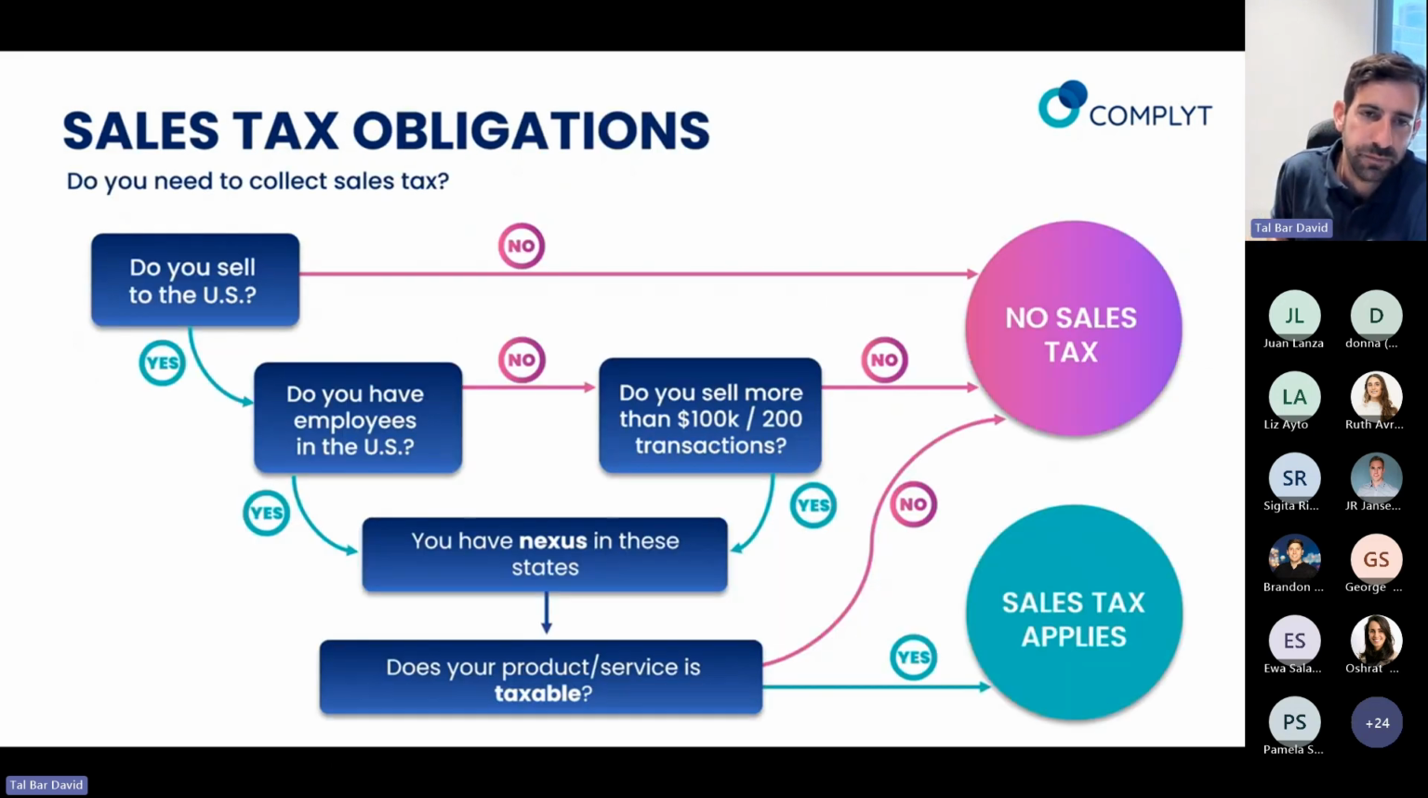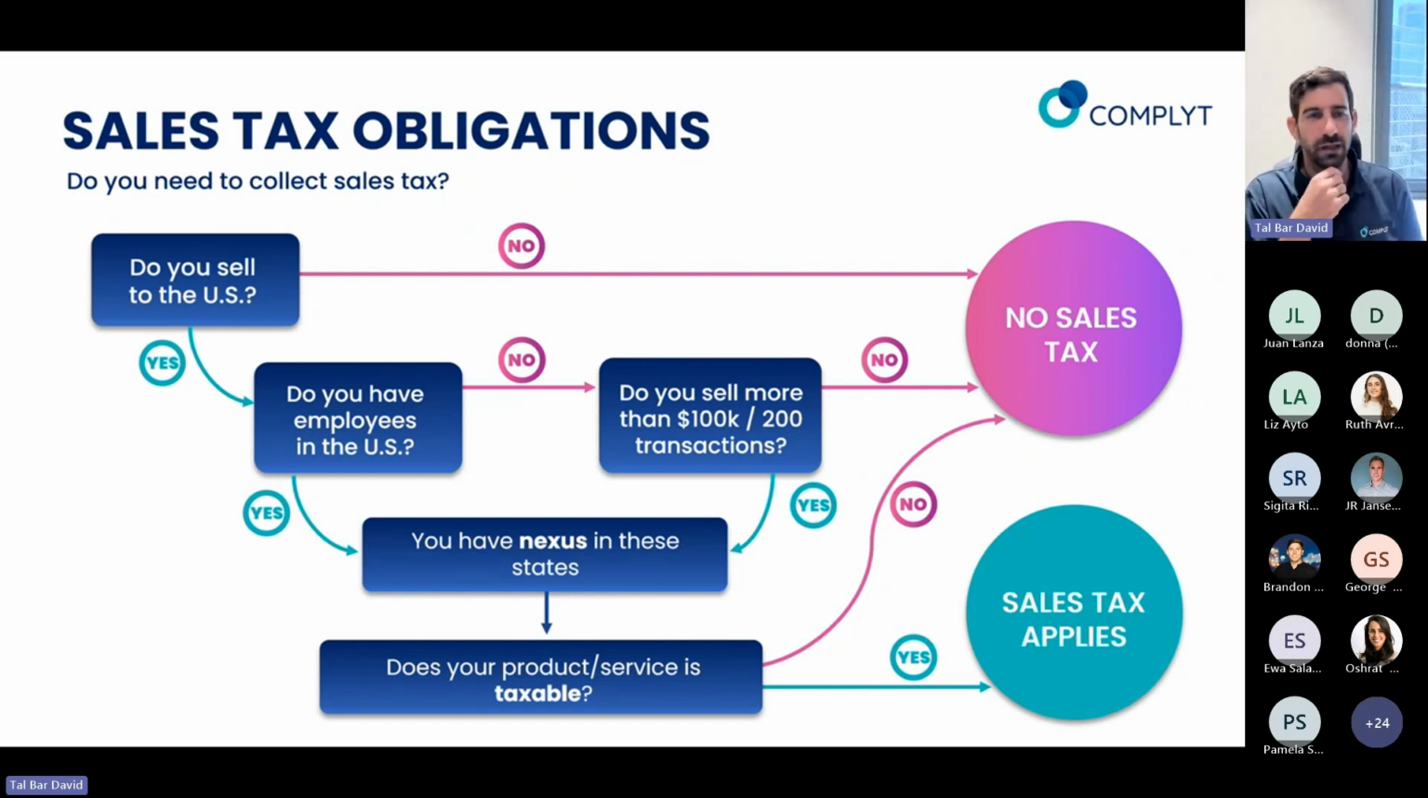So we've made a kind of chart or diagram that can simplify what you need to ask yourself. I'm not going to repeat it from scratch, but every time you are selling to the US, you need to check whether you have physical or economic nexus, and if yes, whether your products or services are taxable, yes or no. So this is the simple chart that can help you ask yourself every time you do a transaction in the US. Now, I know I said it's simple, but it can get a bit more complex. There is another thing.